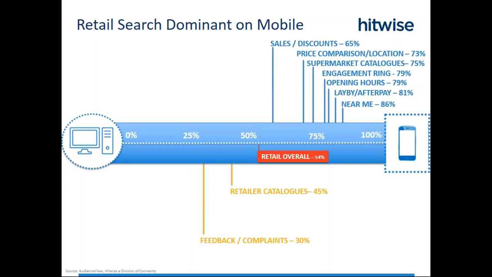In regards to what's more likely to be done on desktop, there weren't too many key themes, but retailer catalogs are more likely to be looked at on a desktop than a mobile, and also feedback and complaints. Now, whenever I do insights, I like to think of my own behaviour and how I do things. When I'm complaining about poor customer service, there's nothing more satisfying than hitting out on a keyboard and being able to put in a lot of context within your complaint. And I think that's where the desktop trumps here, because you want to get everything out, and it's much easier to type on a desktop.